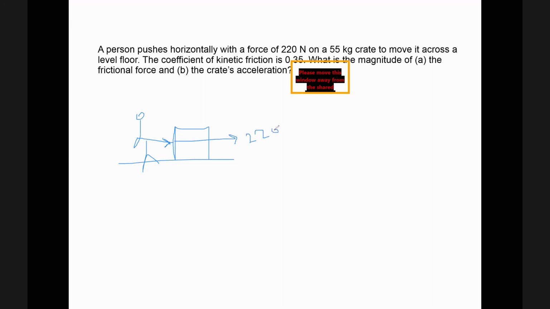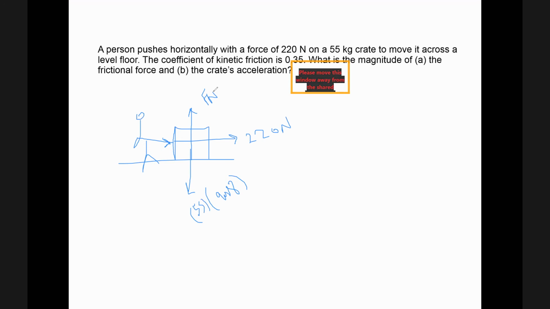220 newtons. Now what are the forces on this object? The weight is 55 by 9.8, which goes down, this is mg, right. Also there is contact, so I have the F normal. Okay, how much is normal in this situation? In this situation the normal is exactly mg. I don't have forces with angles, so the normal force is equal to mg.